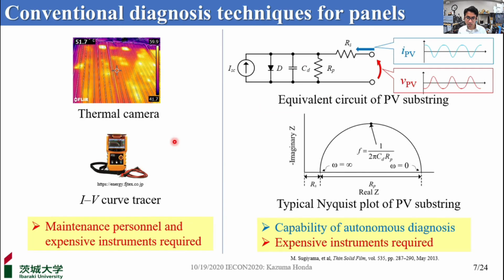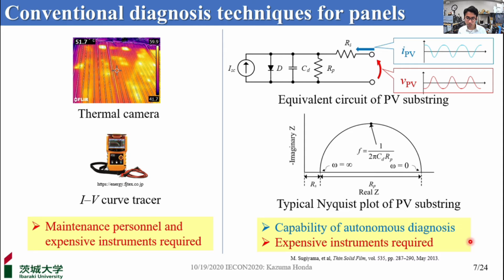In order to operate the system efficiently, panels should be diagnosed to detect degradation and malfunctions as early as possible. However, conventional diagnosis techniques using an IV curve tracer or thermal camera incur high cost due to maintenance personnel and expensive instruments. In recent years, an electrical diagnosis technique capable of autonomous diagnosis based on AC impedance measurement is considered a promising solution.